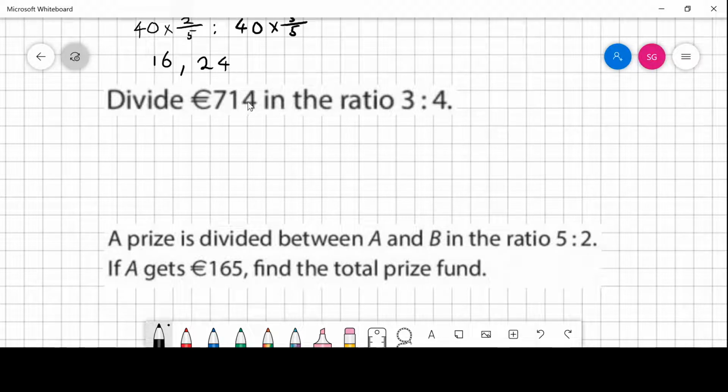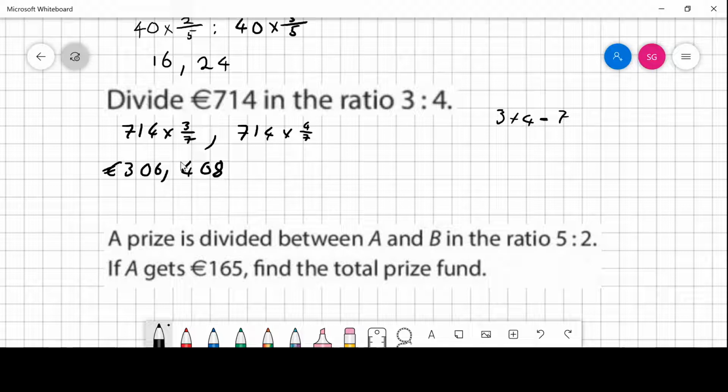So again, we're going to realize 3 plus 4 is 7, isn't it? So 3 plus 4 equals 7. So what we're going to do is take 714 and multiply it by 3 over 7 for our left-hand side. And we're going to take the 714 and multiply it by 4 over 7 on the right-hand side. And that should come out to 306 euro for the first person, and 408 euro for the second person.